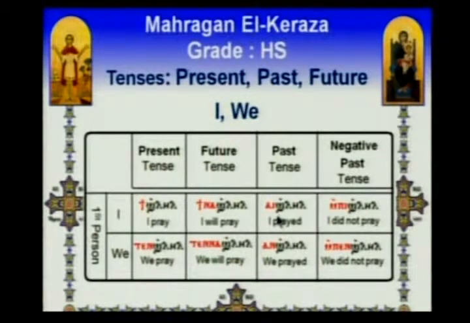With the past, a little bit different. It always, as you can notice, starts with the letter A. So I eshlil means I prayed in the past. An eshlil, we prayed in the past. And the negative for these is this column here. So I eshlil, I prayed. And then here, mp eshlil, I did not pray. An eshlil, we prayed. Mpen eshlil, we did not pray.